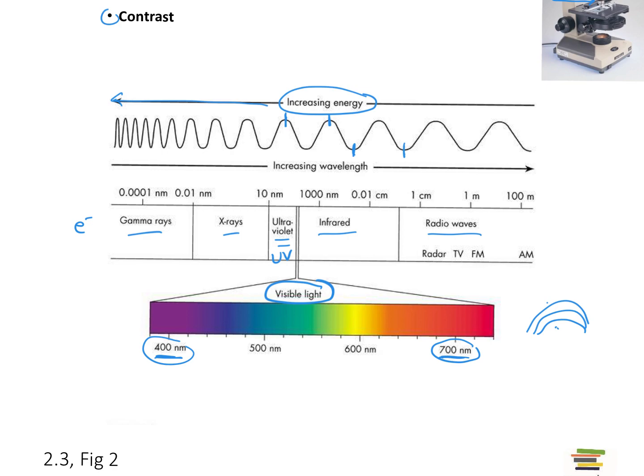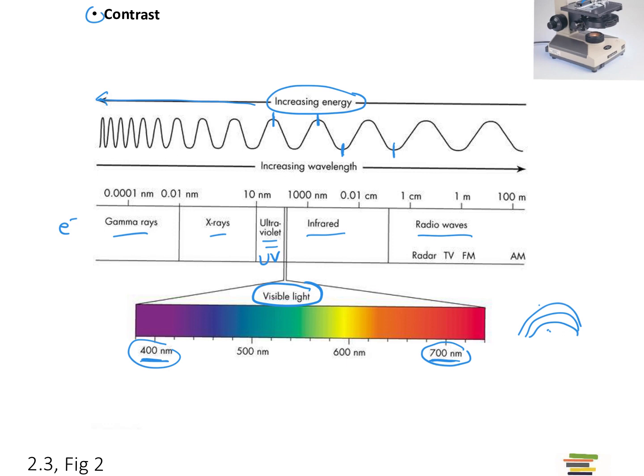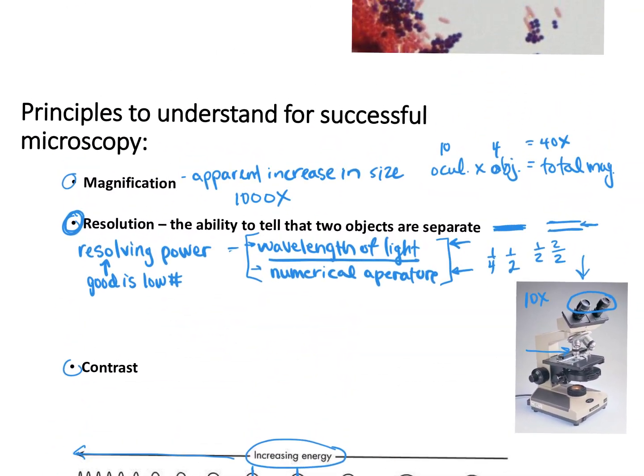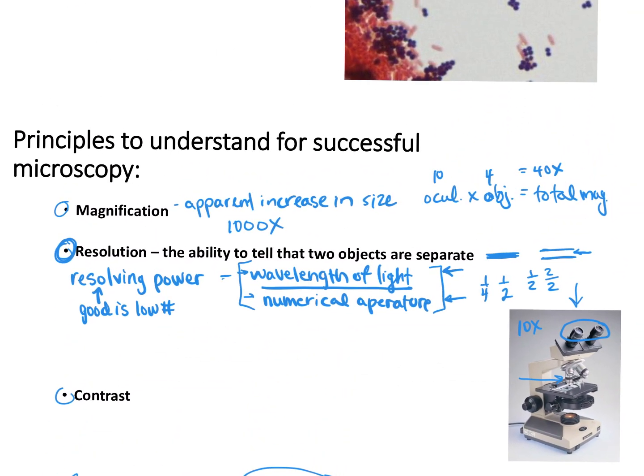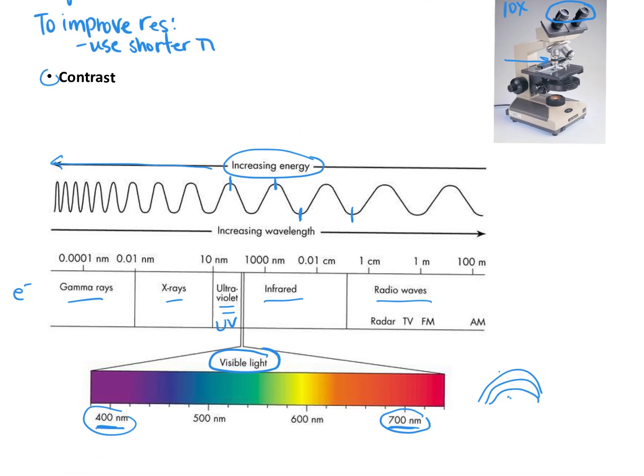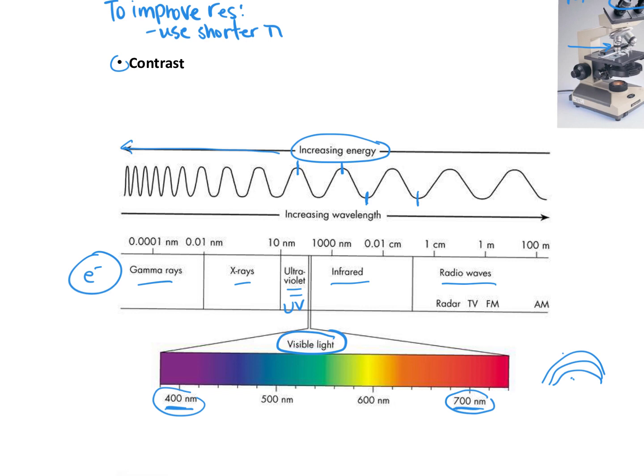Okay, so if we can possibly make the wavelength of light shorter and shorter, that's going to give us a smaller numerator and better resolving power. So to improve resolution, we're either going to use a shorter wavelength. If we use electrons, which act like a wave, with a much shorter wavelength than white light, which is somewhere in this range, we're going to have much better resolution.